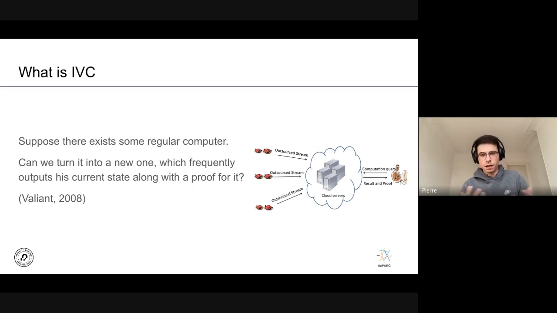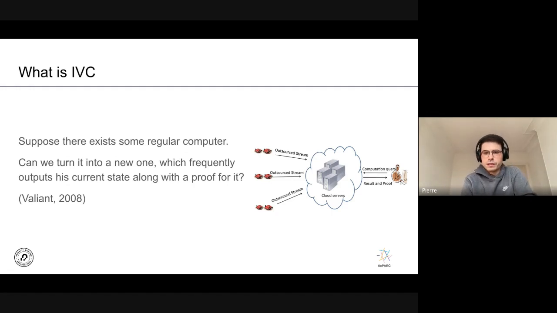And so here it's basically the canonical question: can you turn any regular computer into a new one which would frequently output its current state? So think, for instance, of the state of its memory, along with a proof for it. So actually proving the different transitions through which the computer has gone with respect to its memory states, say.